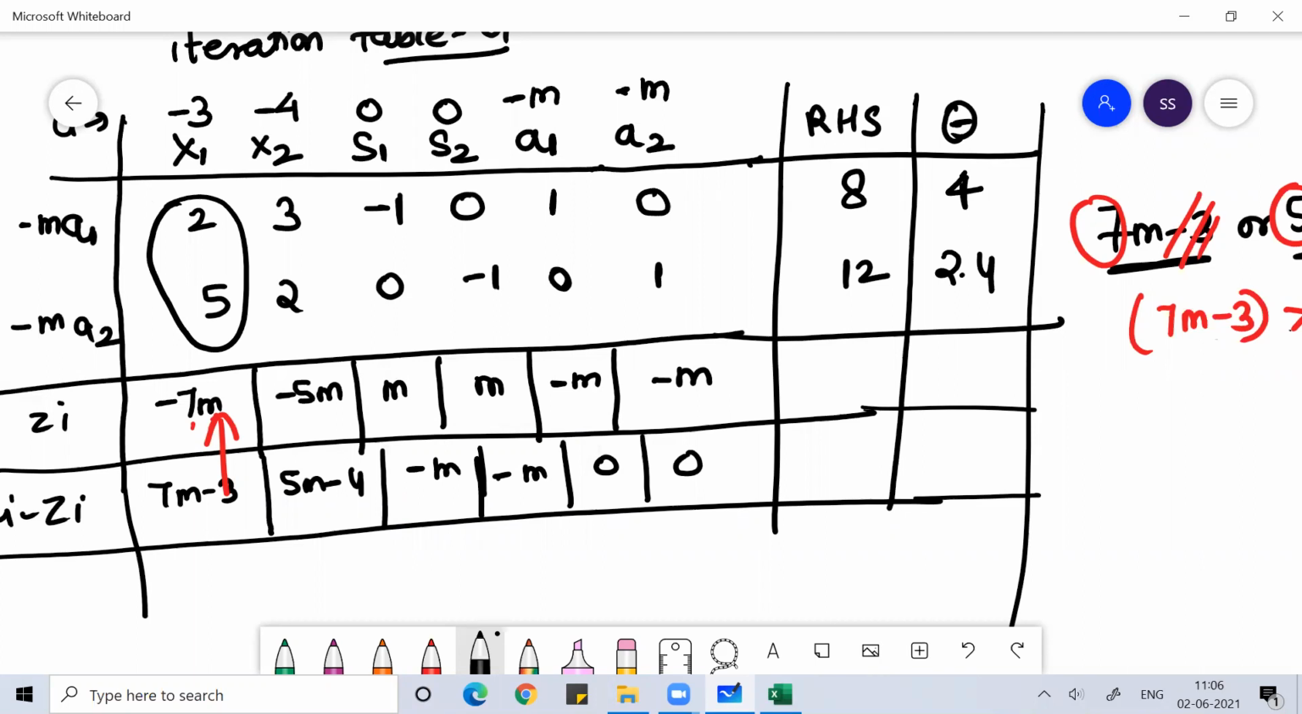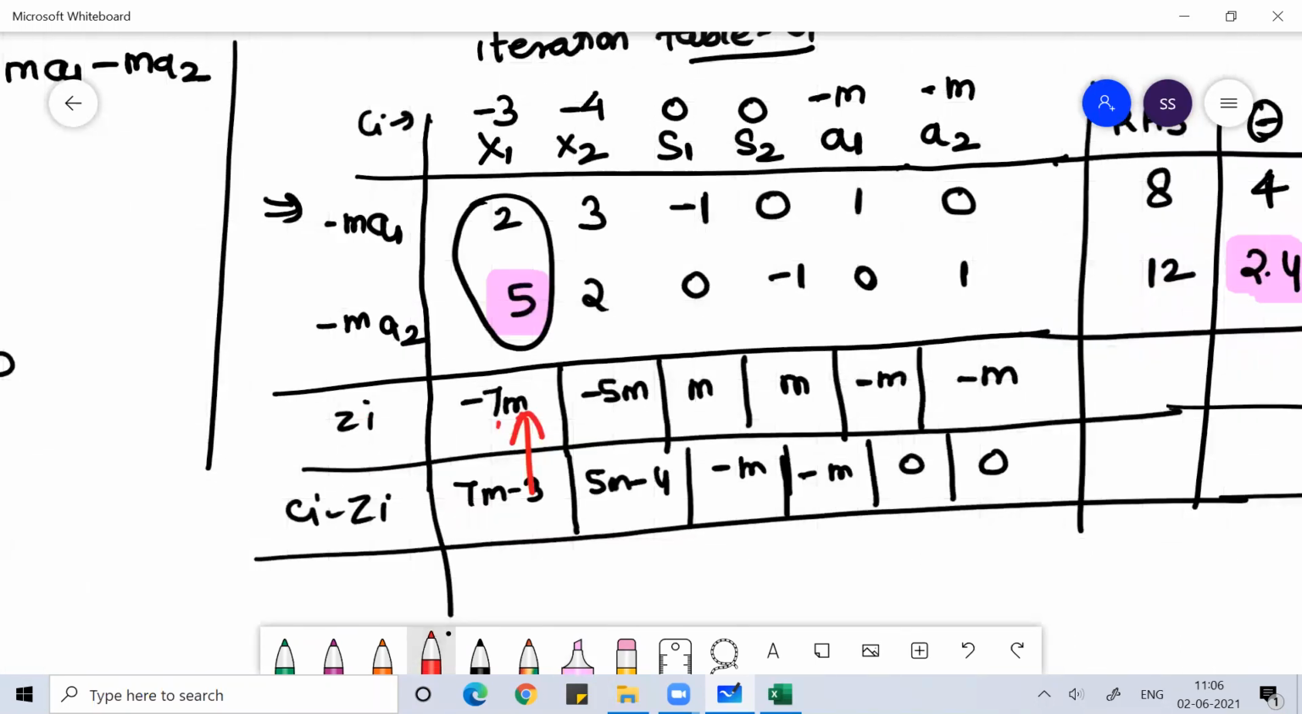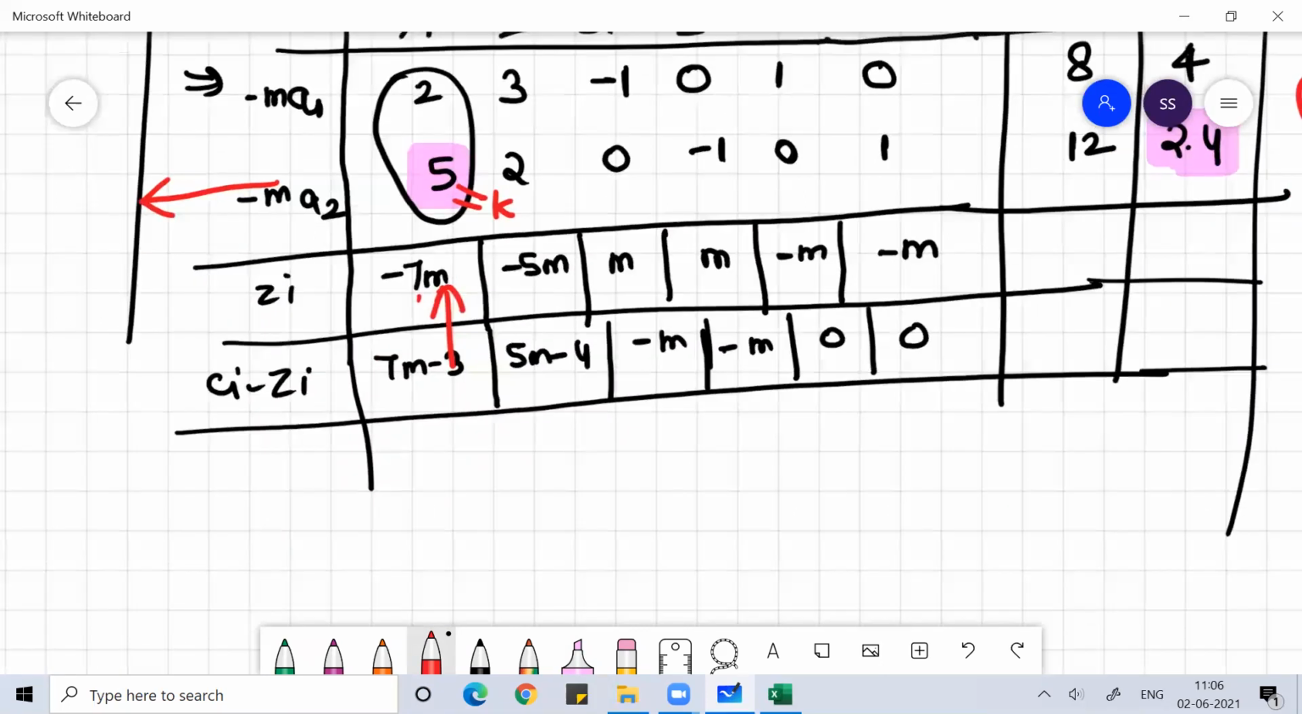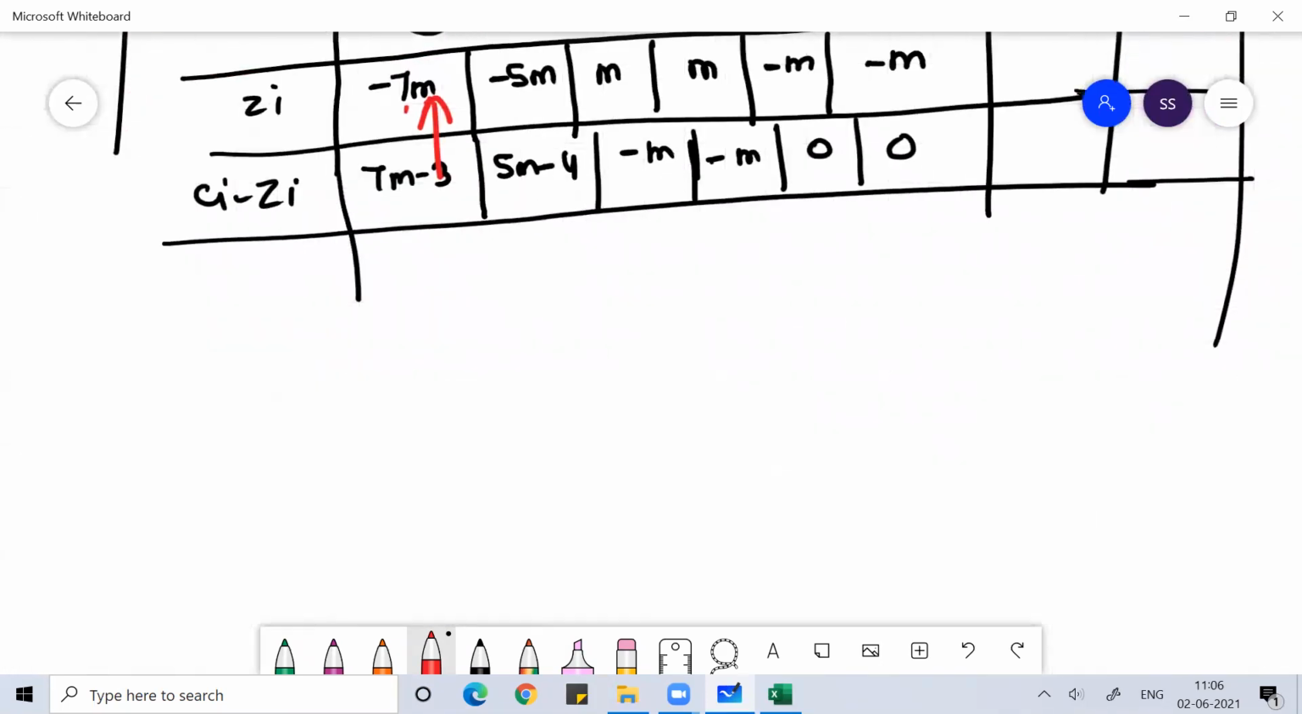Which is the lower value, guys? Out of 4 and 2.4, which is lower? 2.4. It means A2 will exit the solution. If A2 exits, then 5 would be your constant, which is called the pivot element for you. I hope you understood this. So x1 will enter the solution.